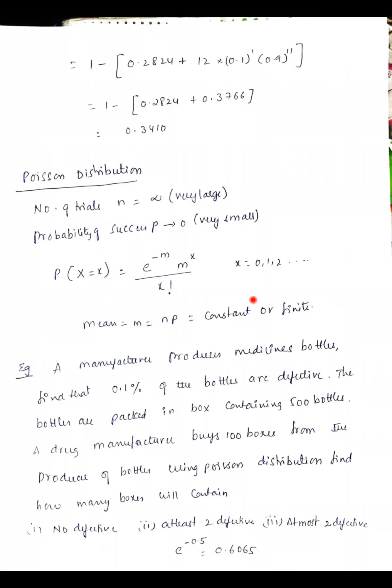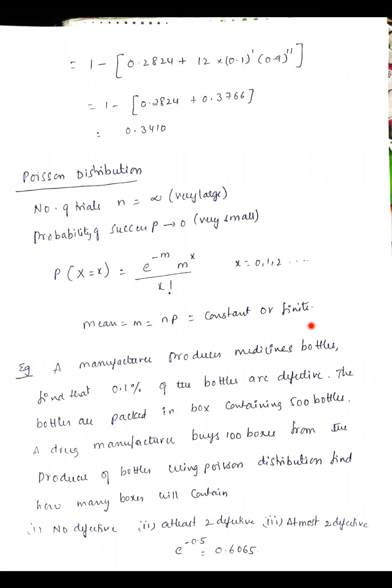The Poisson distribution can be given with the help of this equation: P(x) = e to the power of minus m into m to the power of x divided by x factorial. Here mean m = np = a constant or finite value. You'll see one example here.